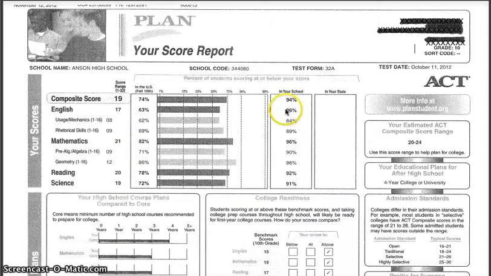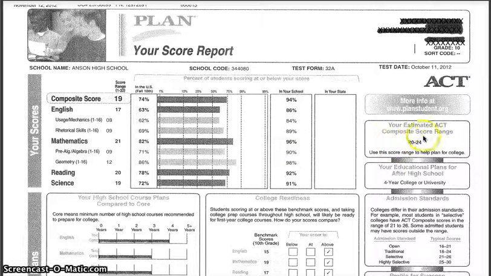All decent scores. This chart right here shows the percent of students scoring at or below your score. So 94% of the students in the 10th grade scored less than or equal to the 19 composite score, and you can look down the rest of the chart to see what that means and how this person scored, and you can look and see how you scored, because that's the important thing, is how you scored.